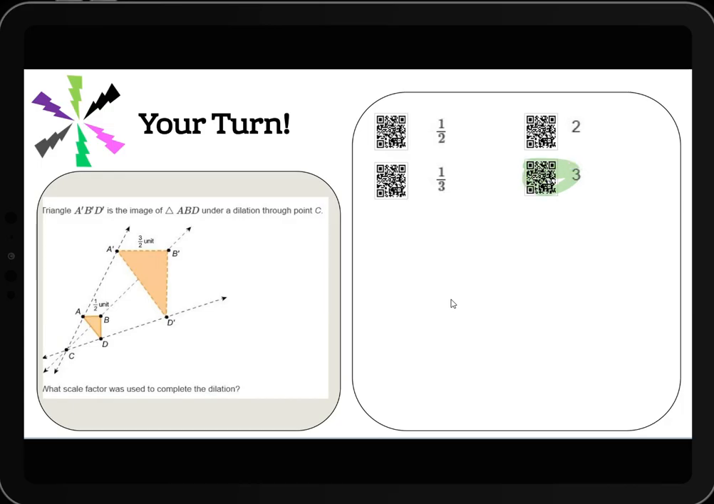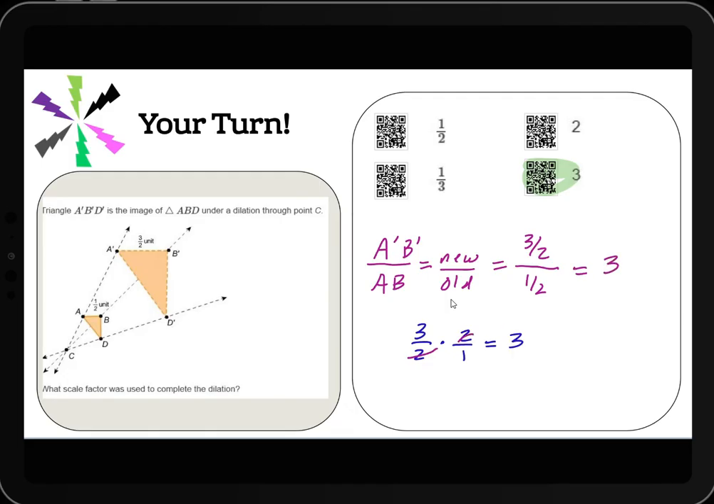So in this particular case, if we compare the new to the old, we have a prime b prime divided by ab. That's the new over the old. In this case, we would end up with 3 over 2 divided by 1 over 2. 3 over 2 divided by 1 over 2 is the same thing as 3 over 2 times 2 over 1, because you have to multiply by the reciprocal. You're dividing by a fraction. So that simplifies by canceling out, and we get 3. So the scale factor will be 3 over 1, or 3. Again, that's an enlargement.